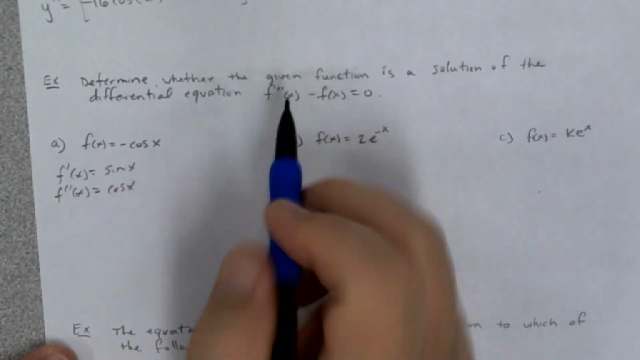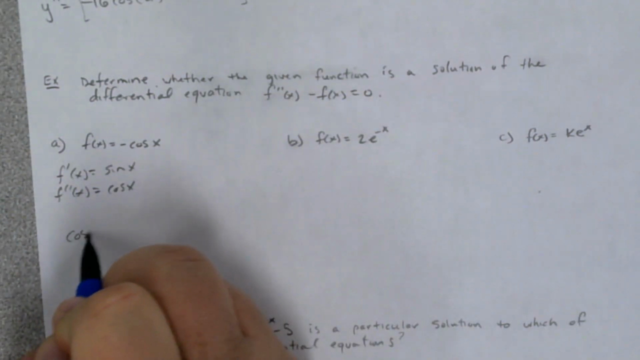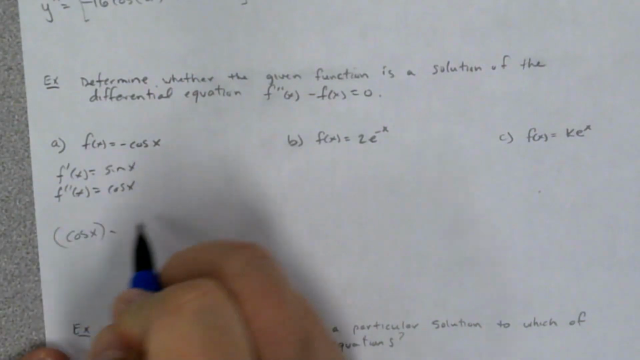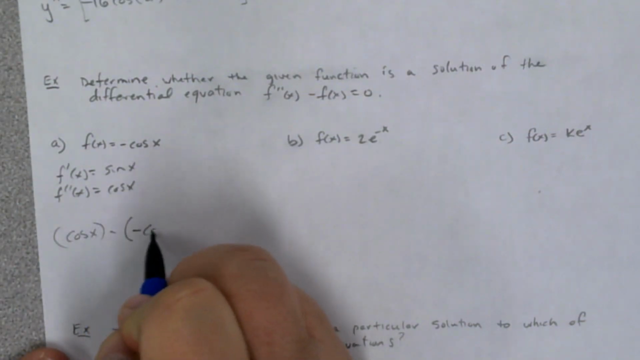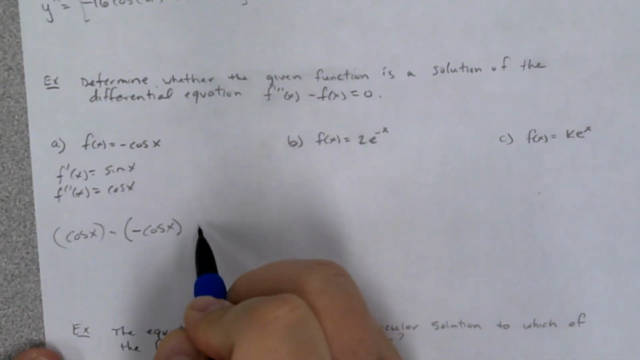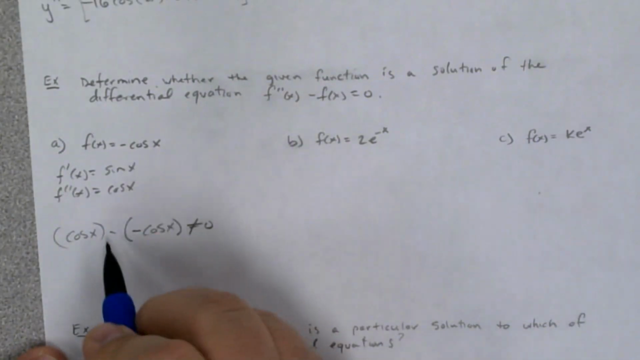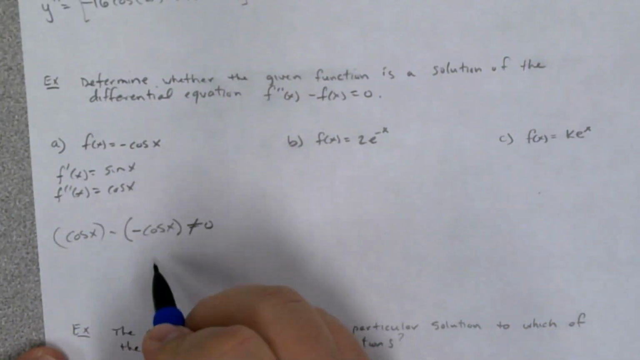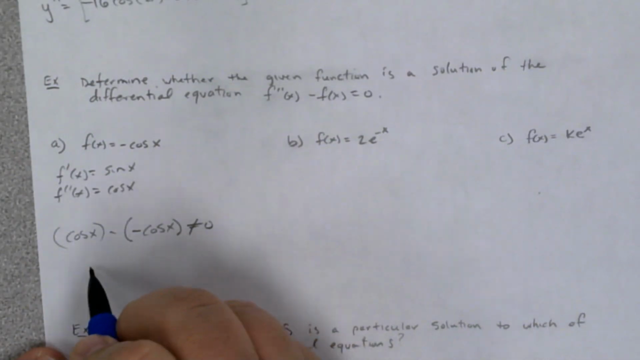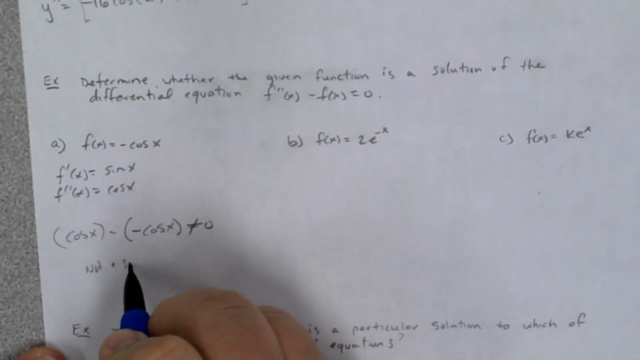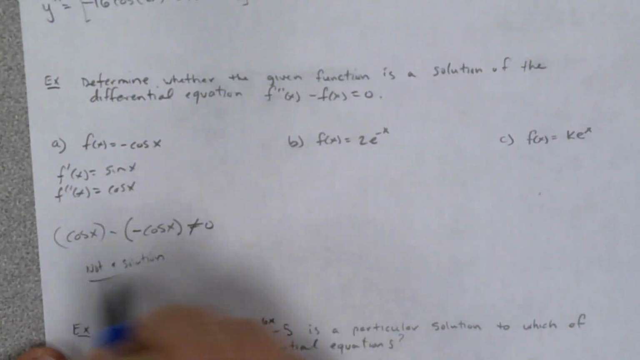So the cosine of x minus f, which is negative cosine of x, this does not equal 0 because it's going to become 2 cosine of x's, and so this is no, it is not. It is not a solution.